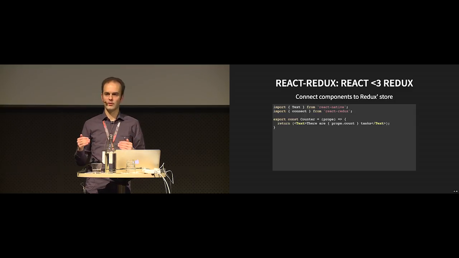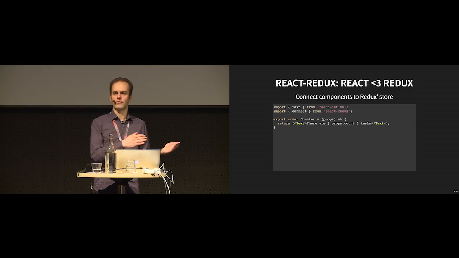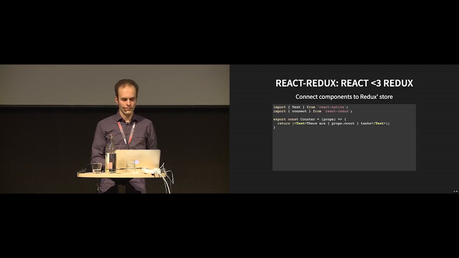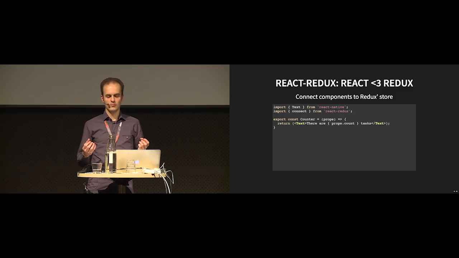And we have a component which is written in an even more concise way than we saw before. It's just a function of the properties, because skip all the rest. This is actually a valid React component. And it will just return a text which says something like there are so many tasks.